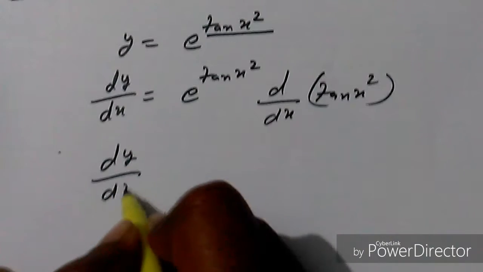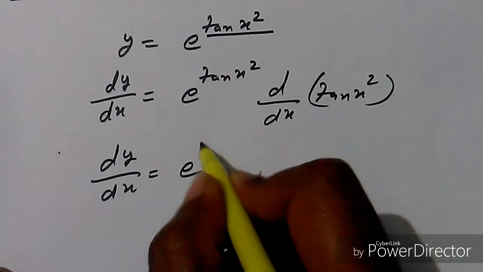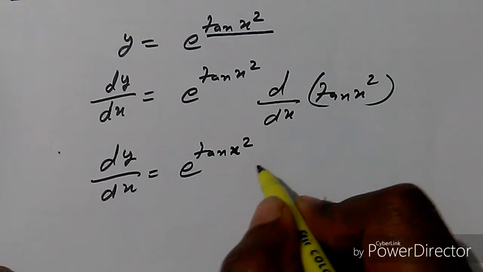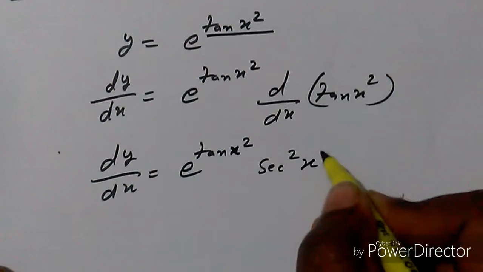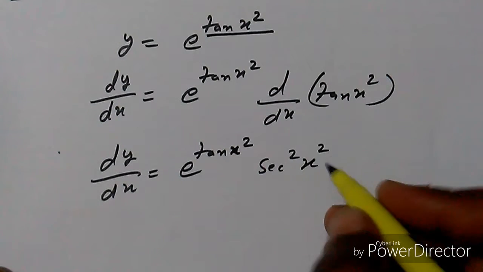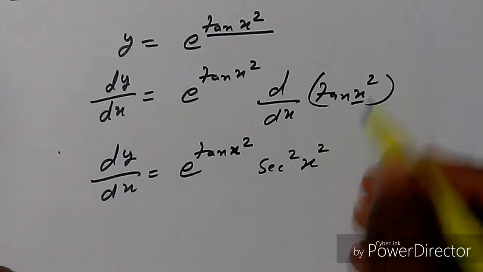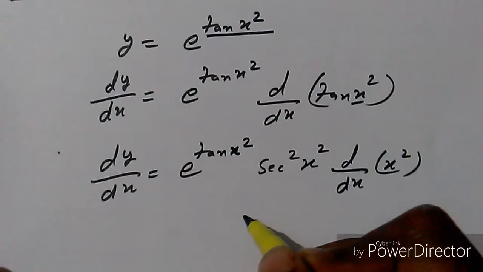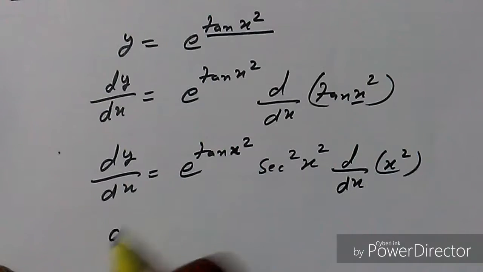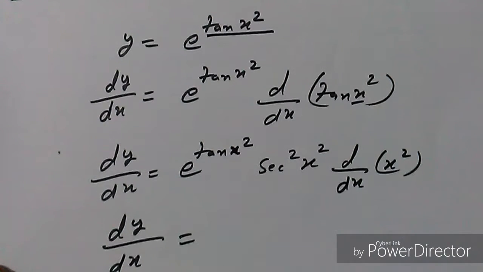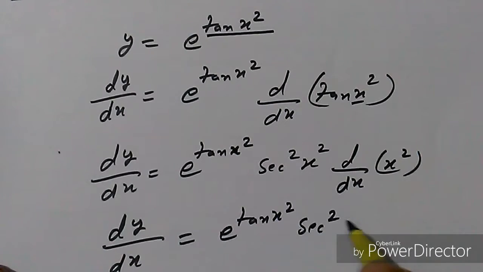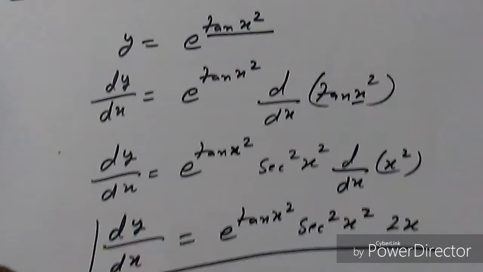dy by dx, now we solve the equation. The derivative of tan x square is sec square x square, and also we differentiate the variable, d by dx of x square. Okay my friends, then the complete solution of the derivative is e to the power tan x square, sec square x square, and 2x.